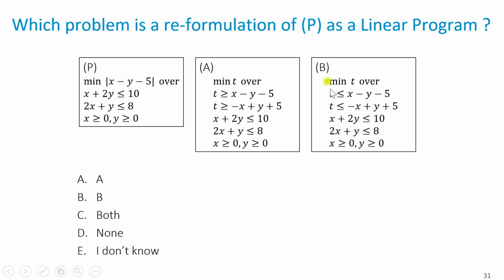Here I have two candidate simplifications, rewritings of the problem that try to make it a linear problem. Minimum t, so the objective function is linear, and I have a number of inequalities that are all linear. Is any of those a correct rewriting of problem P?